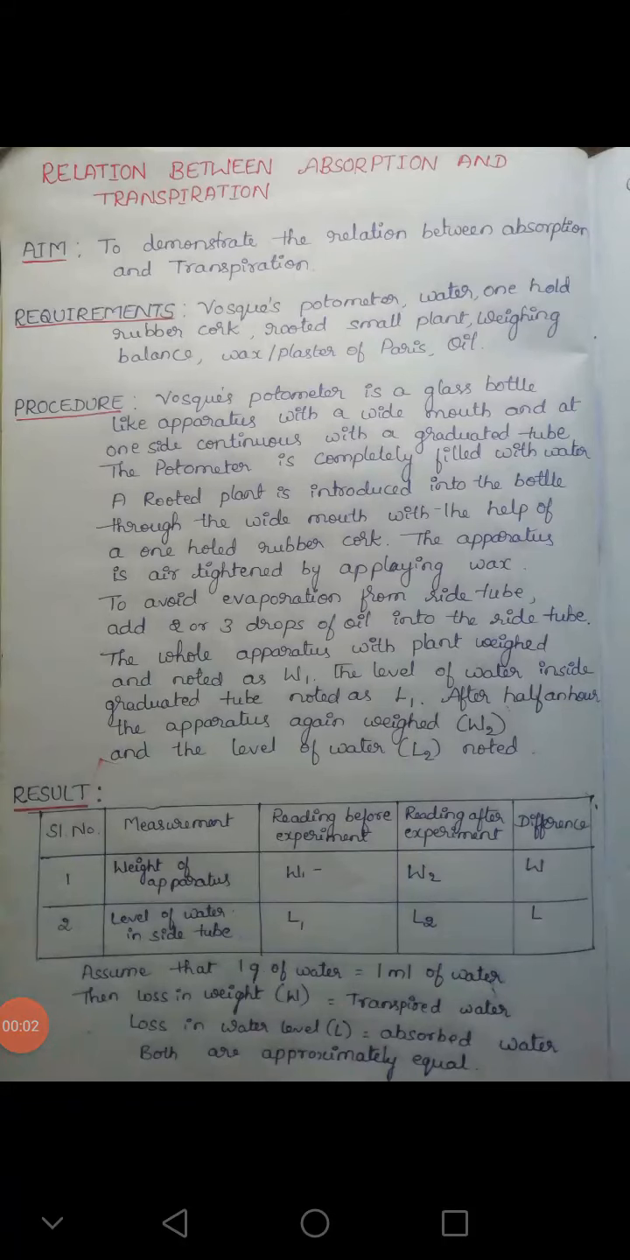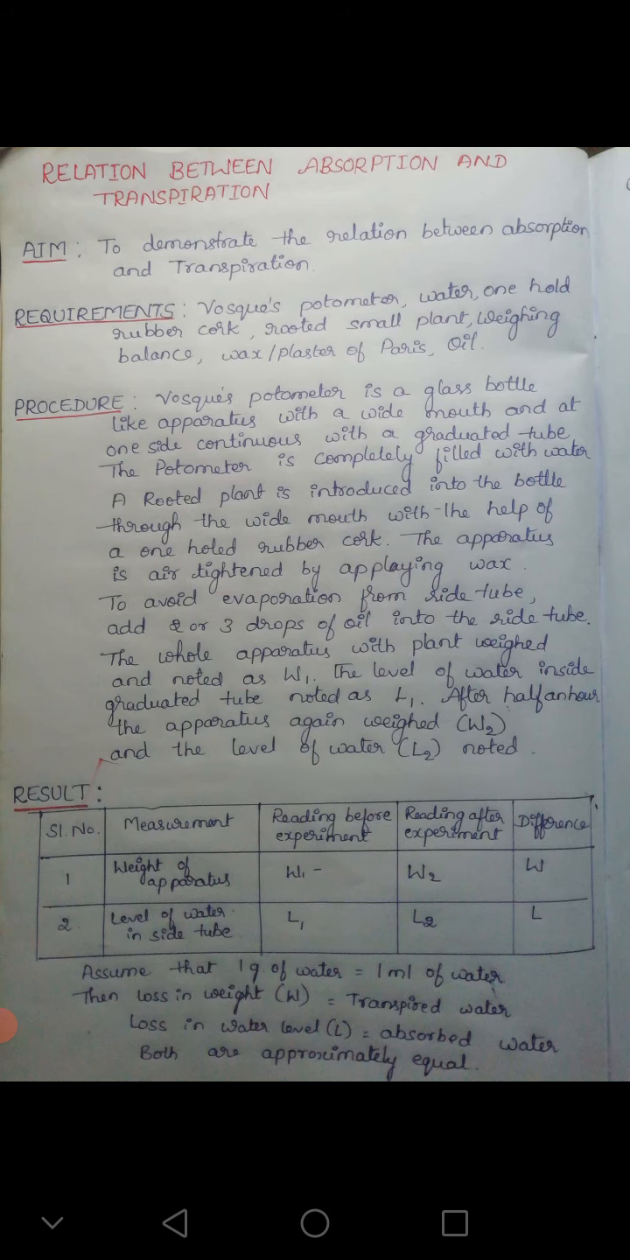Today, let us discuss another major experiment: the relation between absorption and transpiration. Aim: to demonstrate the relation between absorption and transpiration. Requirements: Ganong's photometer, water, a one-hole rubber cork, a rooted small plant, a weighing balance, wax and oil.